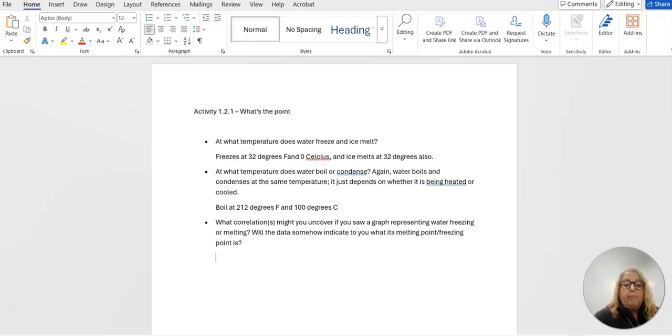What correlation might you uncover if you saw a graph representing water freezing or melting? How far apart both are? How they relate to each other? Will the data somehow indicate to you what its melting point and freezing point is? Yes. I will be able to see each point and their differences.